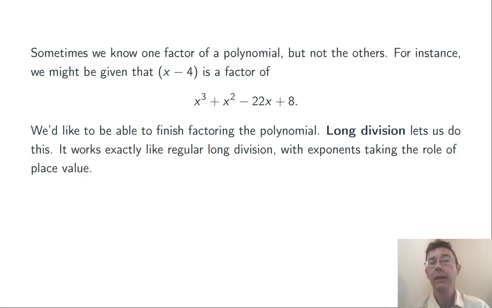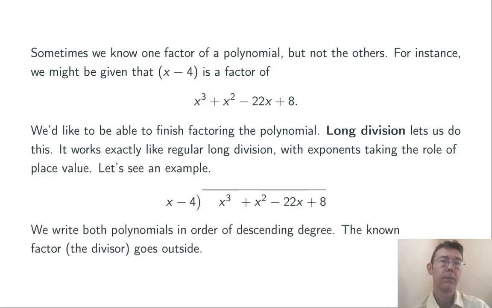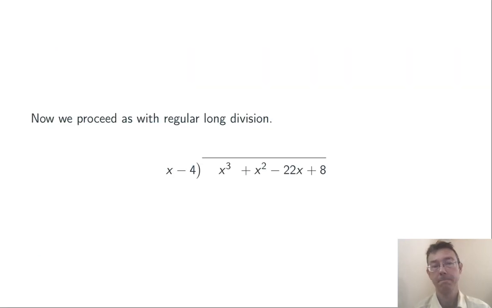It works a lot like long division of numbers, with exponents taking on the role of place value. So let's work through the division problem I described up above and see how this works in practice. First of all, I'm going to write the divisor outside and the thing I'm dividing inside. And I'm going to write both polynomials in order of descending degree. So starting with the highest power term and then having the exponents go down from there.